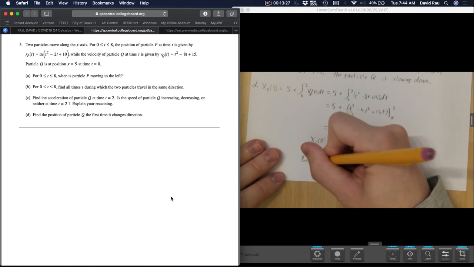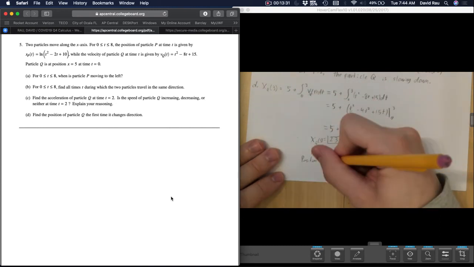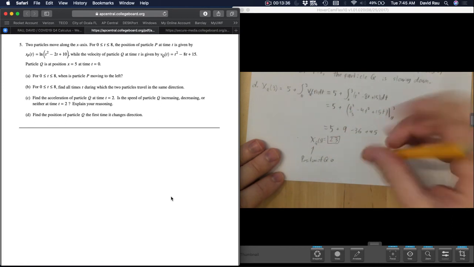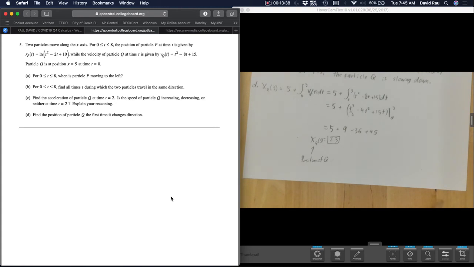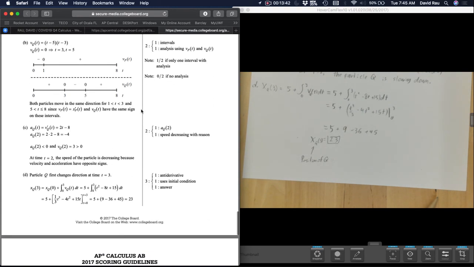So maybe I'll just write that, since I didn't technically define it. And there we go. Did I get it right? Yes, I did. Okay, and that's it. Yay, we did it.